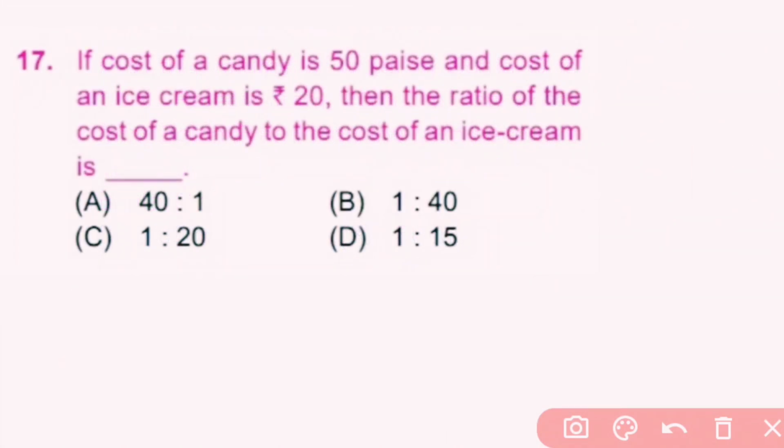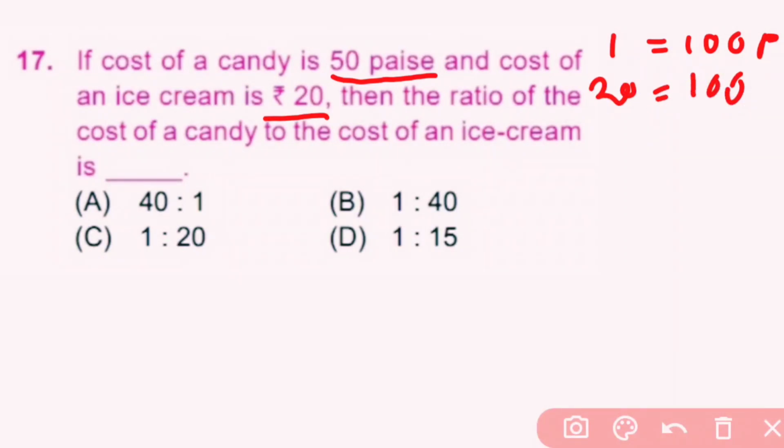Question number 17. If the cost of a candy is 50 paise and the cost of an ice cream is 20 rupees, then the ratio of the cost of candy to the cost of an ice cream is dash. So here the cost of candy is 50 paise and the cost of ice cream is 20 rupees. So we first convert the cost of ice cream into paise. 1 rupee is equal to 100 paise. So 20 rupees is equal to 100 into 20, which is 2000 paise.